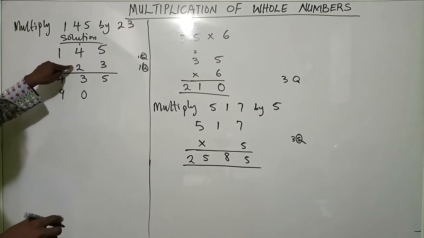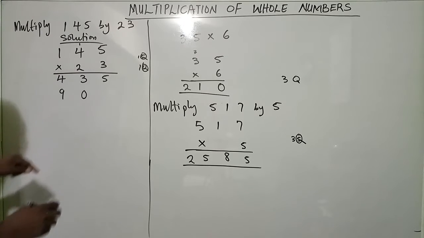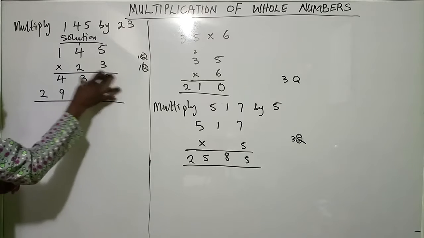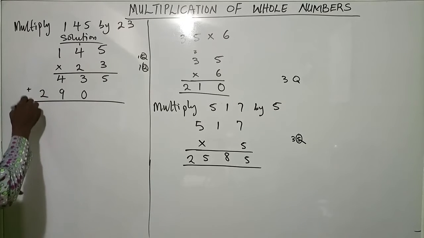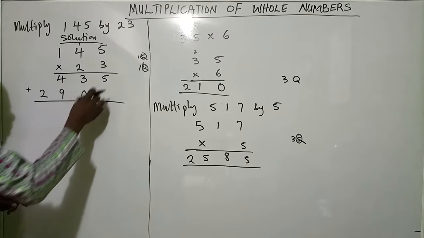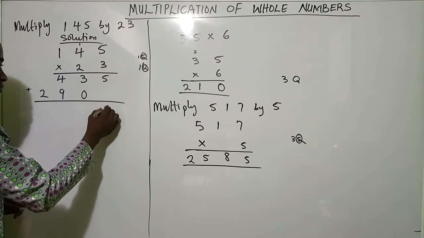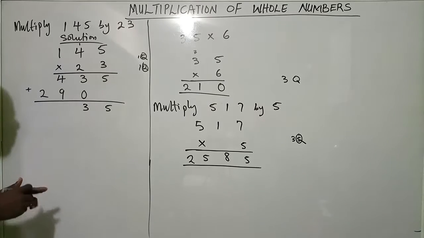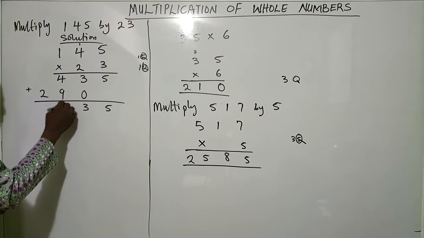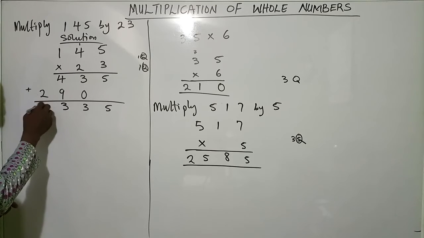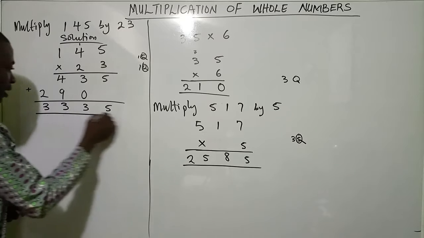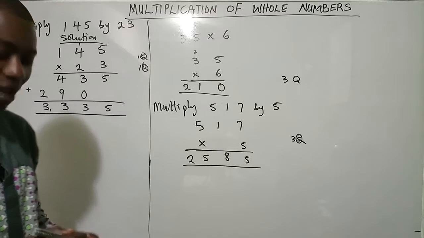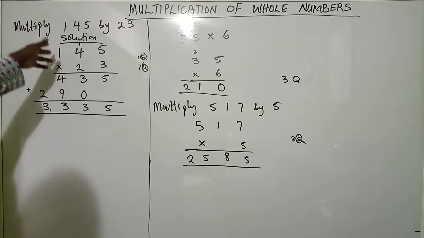So I'll now move again to the next one. 2 times 1 is 2. It's out like this. So what will I do to everything inside this box now? I'm going to add them together. So this is 5. 3 plus 0 is 3. 4 plus 9 is 13. You write down 3, carry 1. 1 plus 2 is 3. So our answer is 3,335.